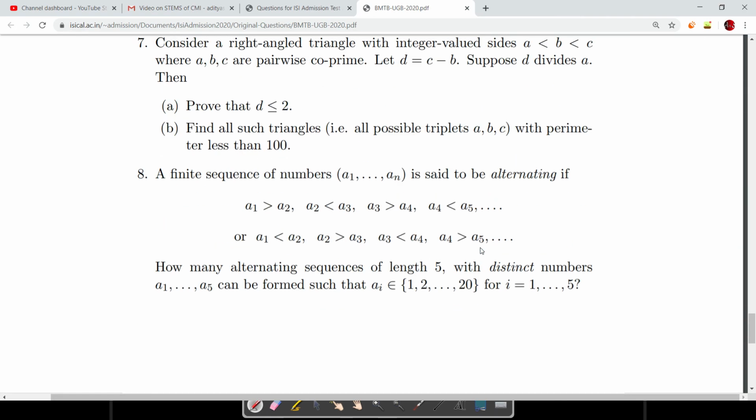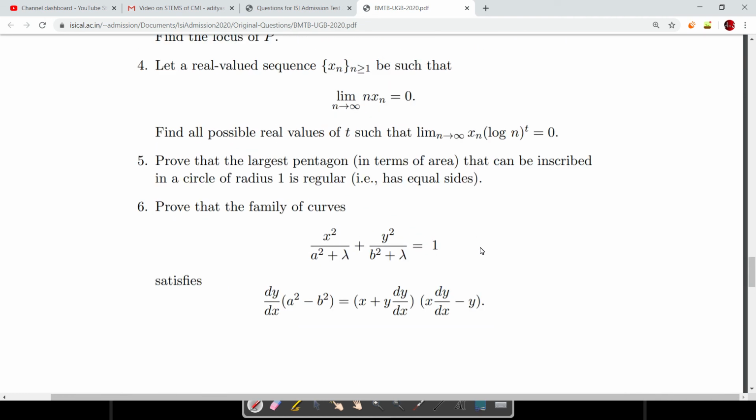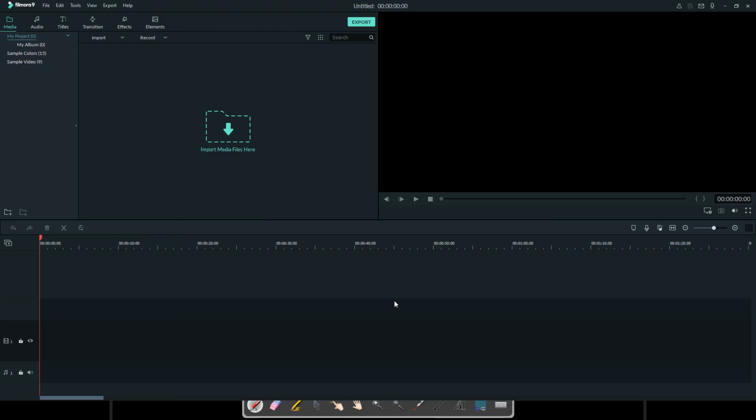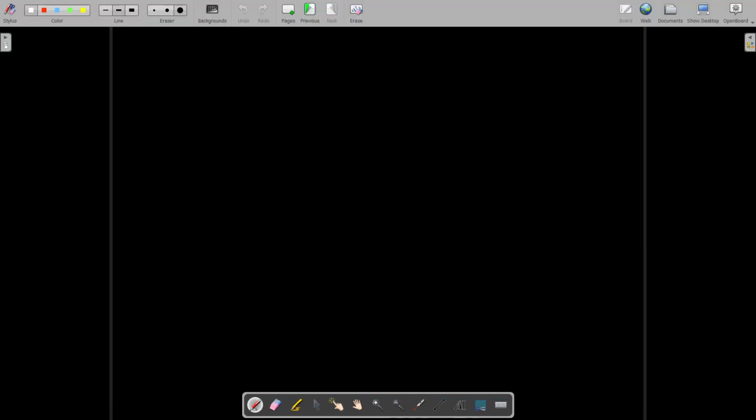So all in all, I think out of the 8 questions, it was not an easy paper, but a moderate paper, much much harder than the paper of 2018 at least, where you had very doable and easy questions, all of them almost, except one or two.